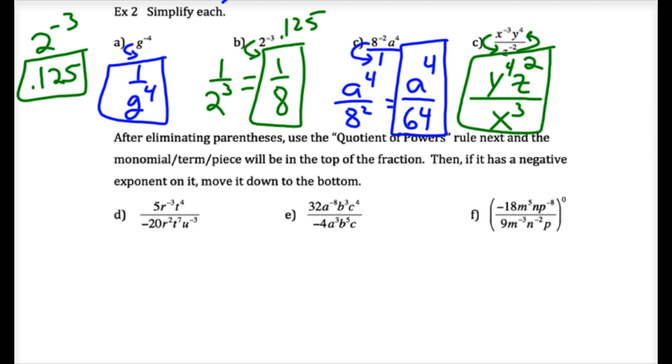Well, I think what Madeline wanted to do is write 1 over x cubed times y to the fourth times 1 times z squared. Can you do that? No, because it's not simplified. Your answer needs to be one big fraction. So if it's on the bottom, it goes on the bottom, and if it's on the top, it goes on the top.